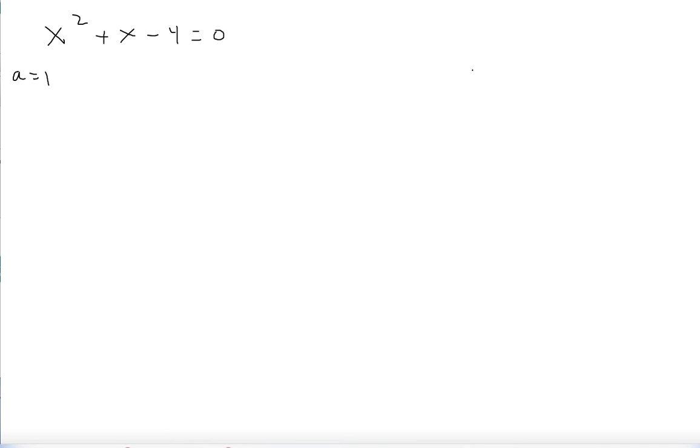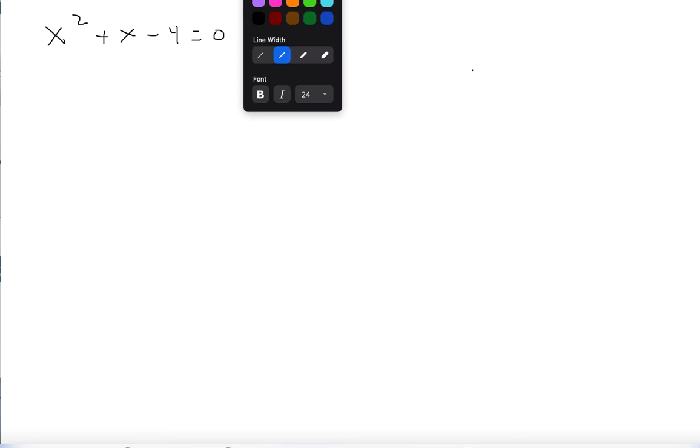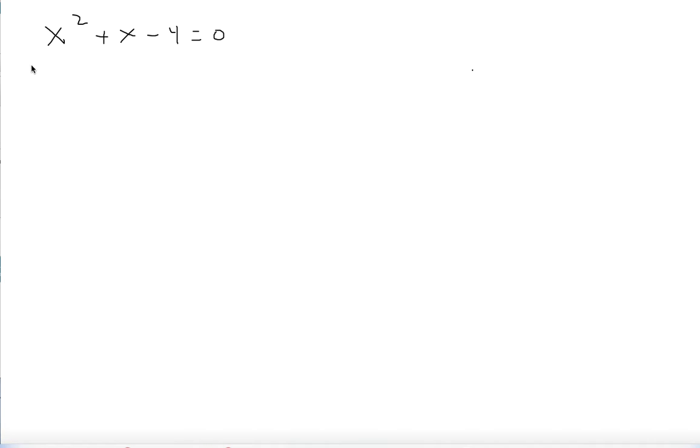Actually, hang on. Let me back that up a second. So this is a quadratic. And remember, quadratics take the form, oops, that's an eraser. That's no good. There we go. ax squared plus bx plus c equals 0 if we're going to put it in the quadratic formula.